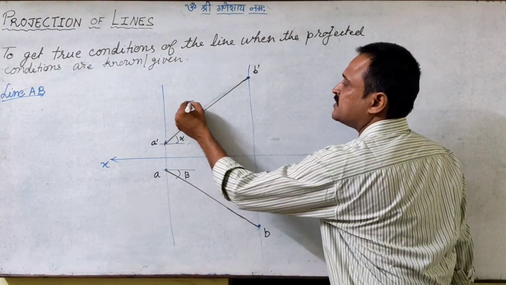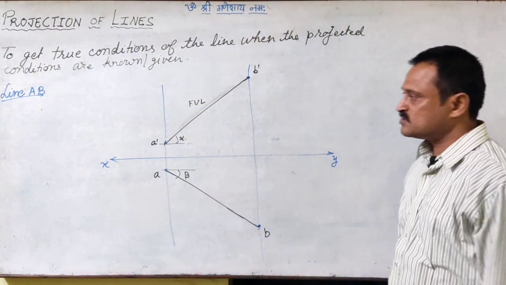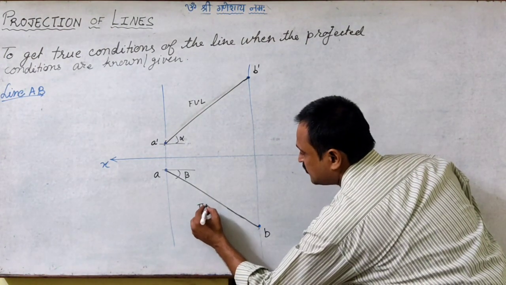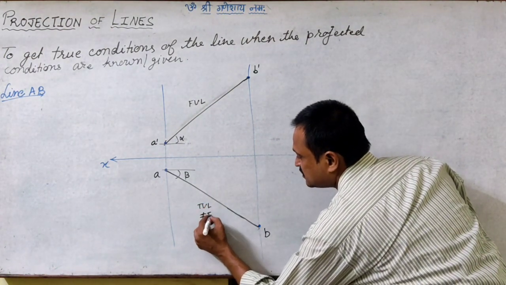So this is the front view length, which is not the true length, and this is the top view length, which is not equal to the true length.